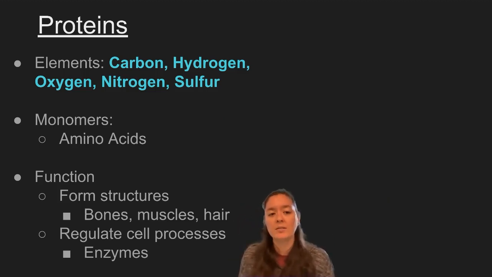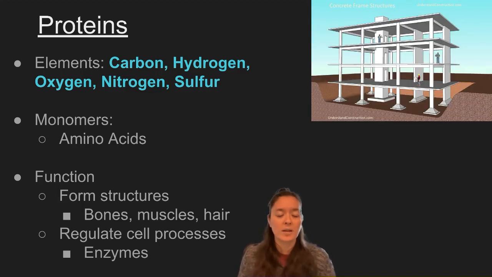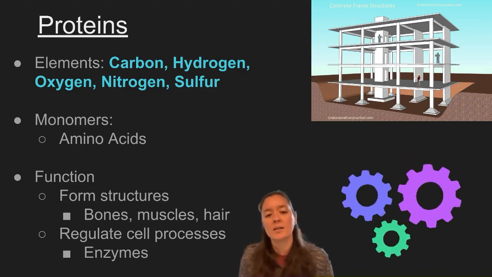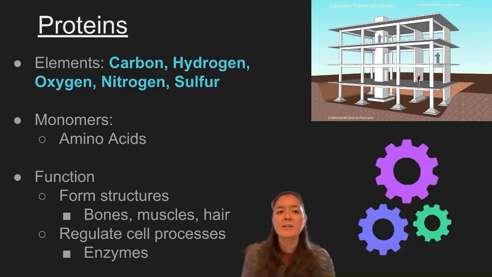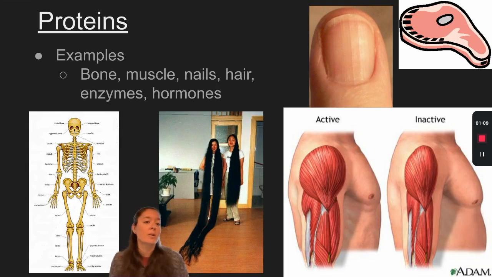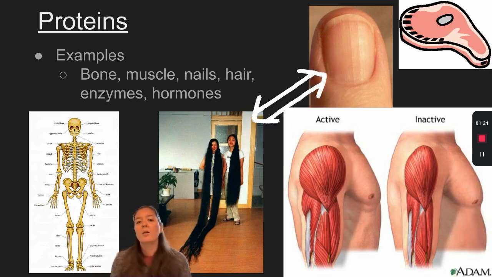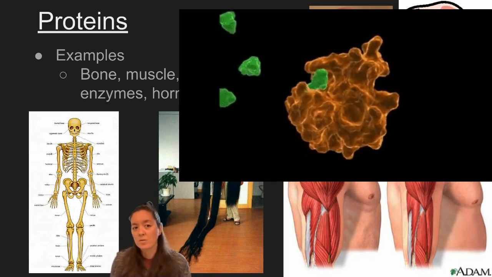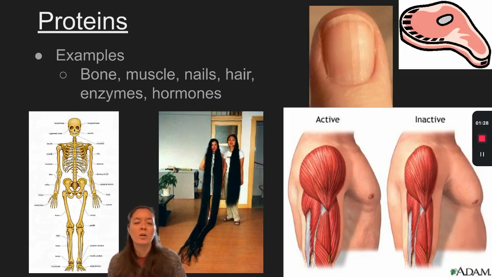The function of proteins are mostly to form structures like bones and muscles and hair, but also to help regulate cell processes using enzymes, and enzymes are a type of protein. So more examples like we can see here, bones, so like we see a skeleton there, all of our bones are made of protein, our muscles that help us move, our hair and our nails, all of those are made of proteins. But we also see proteins like enzymes, and some hormones are also proteins. We saw that some hormones were fats, but we also have some hormones that are proteins.